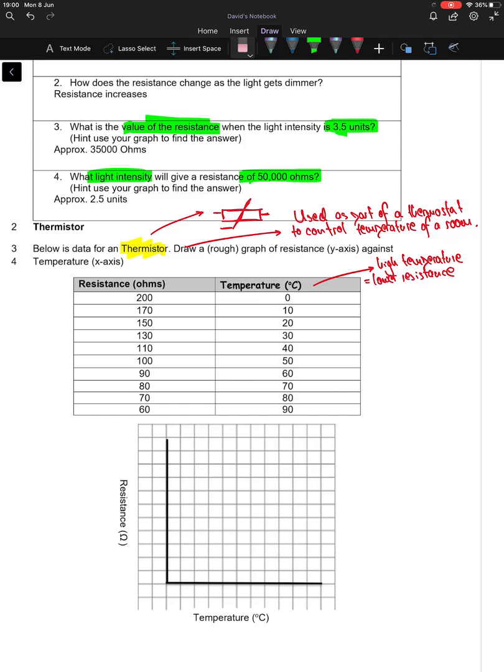Right. Again, similar idea. For a thermistor, so a thermistor, if you remember, thermal resistor.